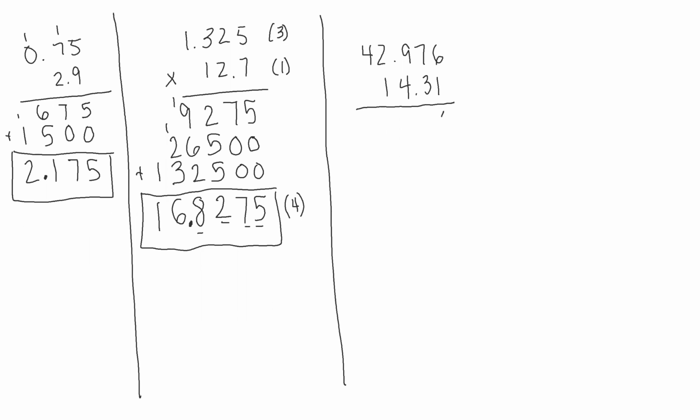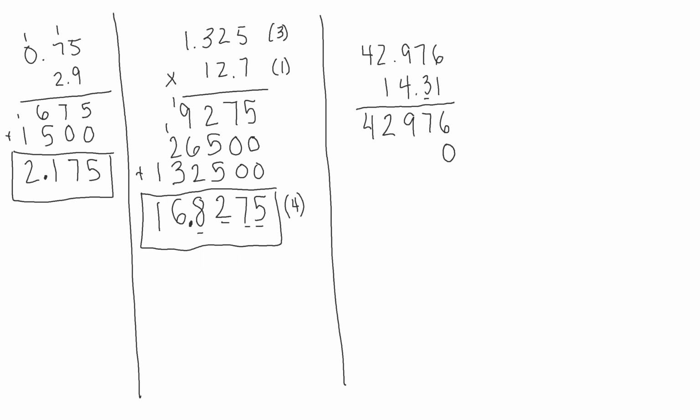So I'm going to start by multiplying by the 1. Well, 1 times 6 is 6. 1 times 7 is 7. 1 times 9 is 9. 1 times 2 is 2. 1 times 4 is 4. That is my first partial product. So if I go back to 1,431, I've already multiplied by the 1. Now I need to multiply by the 30, and I'm going to put the 0 in 30 here, and then I'll just multiply by 3.